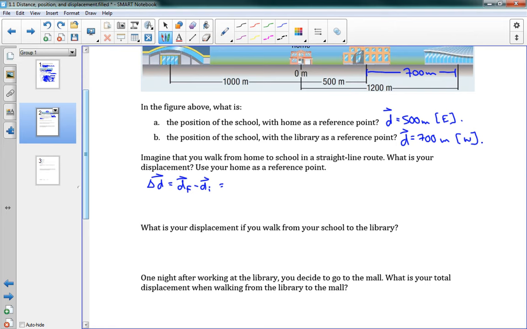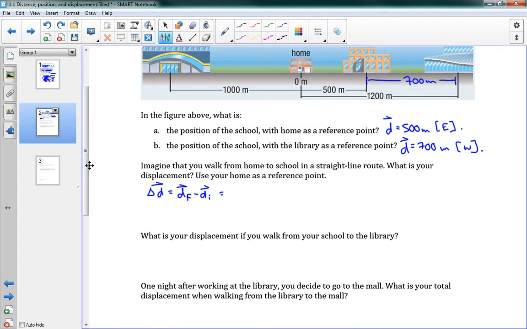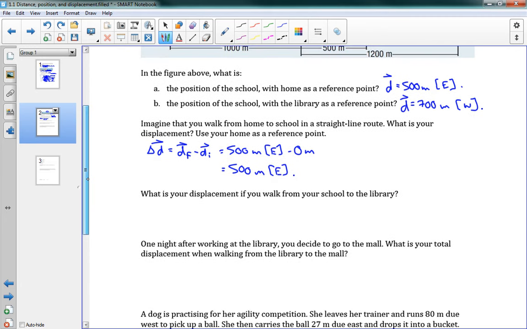So we have our final position. Our final position is at the school, and that's relative to home. So the position of the school is 500 meters east of home. So we have 500 meters east minus our initial position. We start at home. Home is our reference point, so we're nowhere. We're at 0 meters, and we're not east or west, so we don't put any direction in that case. So there's our displacement, 500 minus 0. Of course, we end up with 500 meters east. Okay, so that's good.